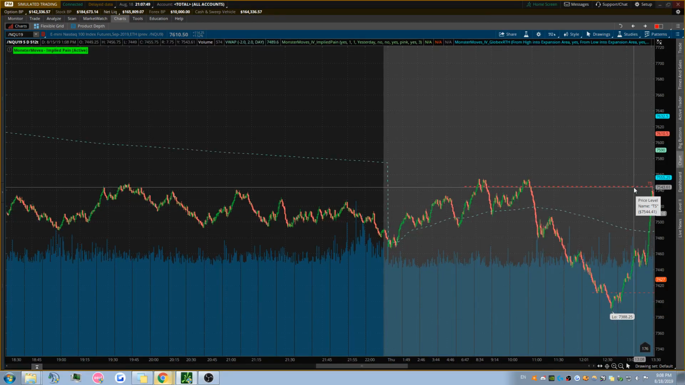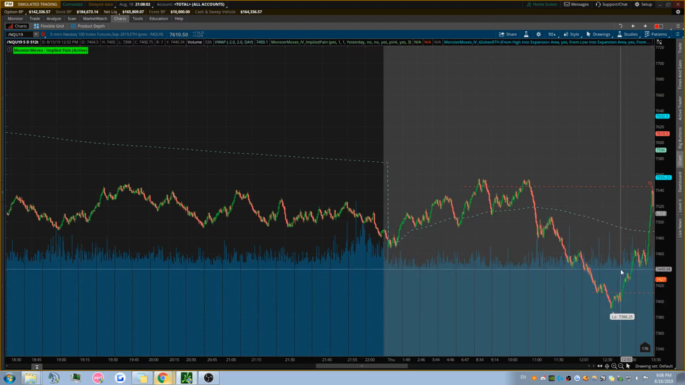Okay, so I'm short there. My first TP would be... wait, what's this Momo? That's a lot of Momo. What the fuck? I'm not sure here. What the hell?